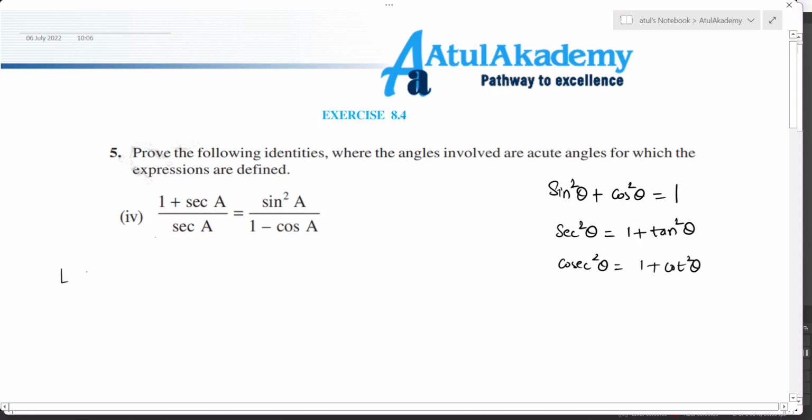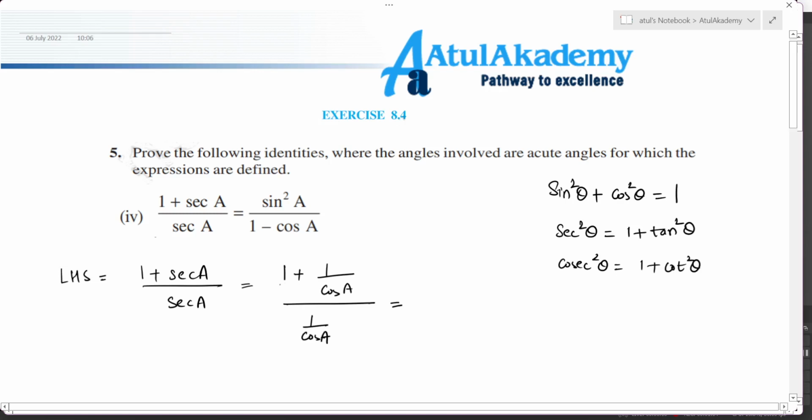I'll start with LHS and I'll simplify it. You see over here, there is no square. We can't use all these. So we'll use the relationship between the ratios. So secant and cos are related. Secant is the reciprocal of cos. So I'll use it over here. So 1 plus 1 by cos A divided by 1 by cos A.